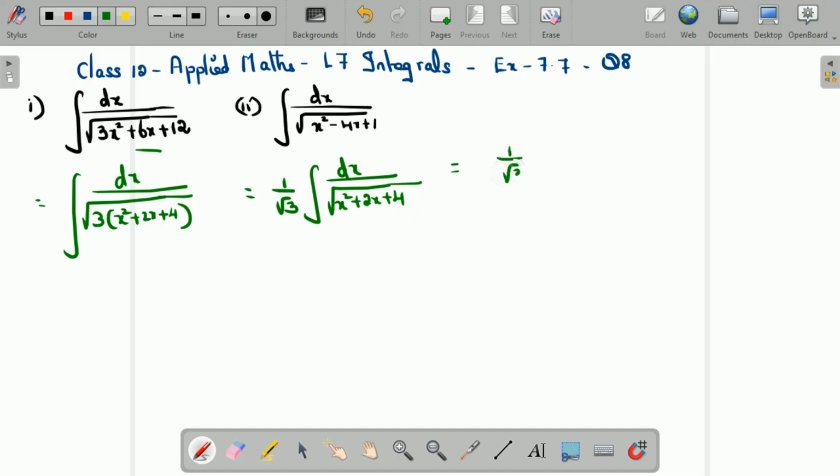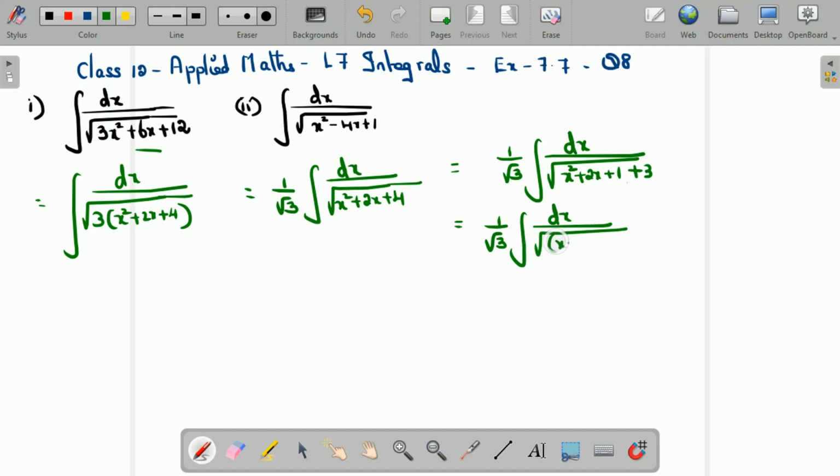So this will be 1 by root 3 integral of dx divided by root of x square plus 2x plus 1 plus 3. Why this breakage? Because this is x plus 1 the whole squared. So let's modify that. So this is 1 by root 3 integral of dx divided by root of x plus 1 the whole squared plus 3. I can write this 3 as root 3 the whole squared.